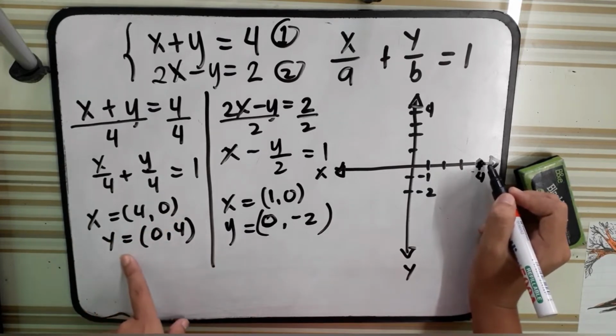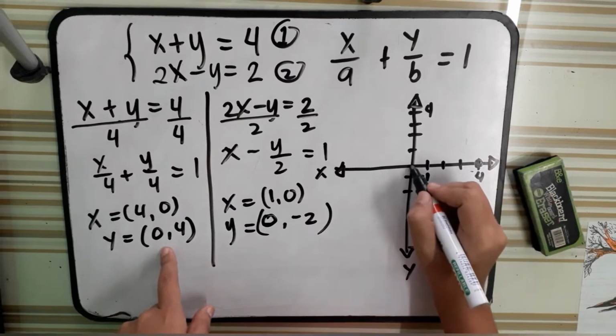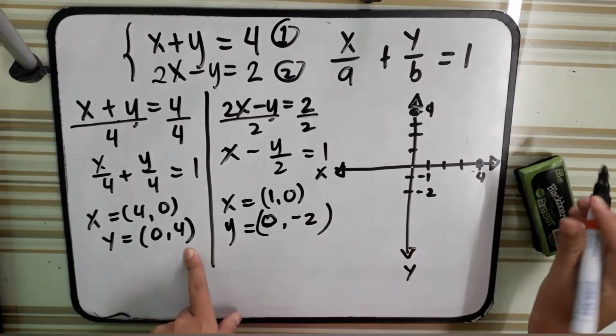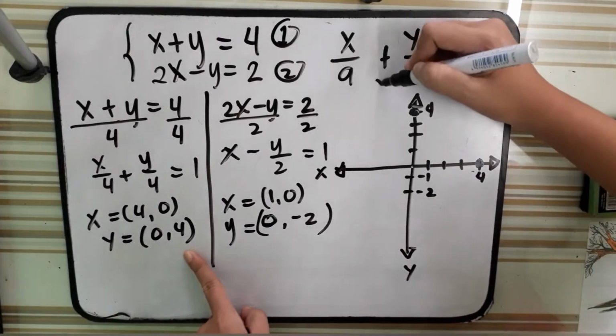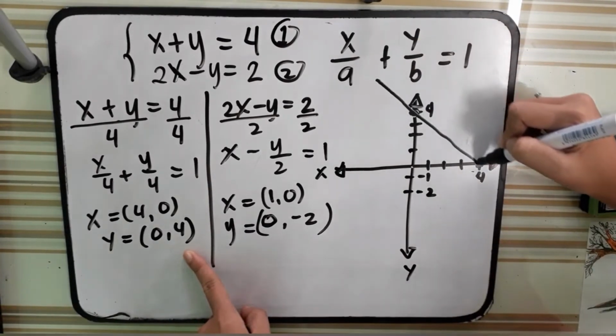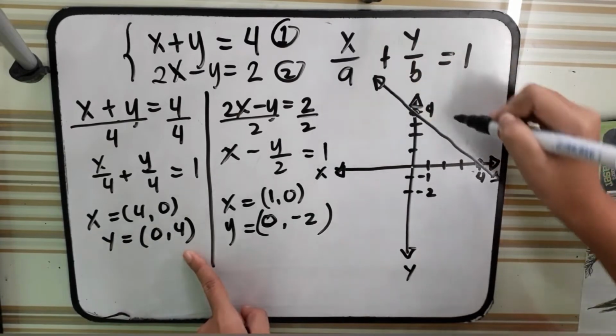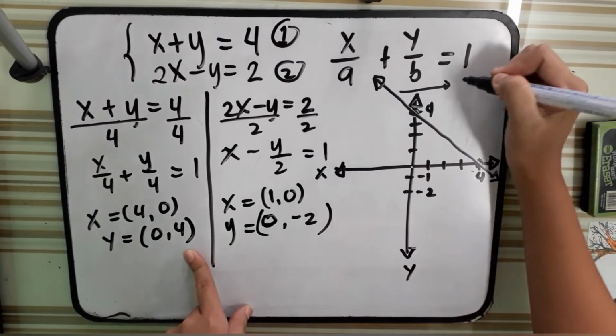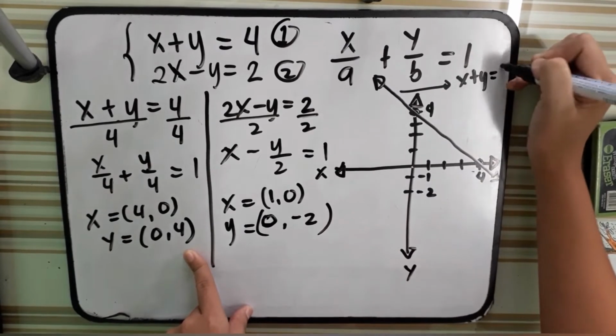Now let's proceed to the y-intercept. So we have (0, 4). Here we plot it. Then after that, we need to connect the points, or simply graph it. So this is our graph for the equation x plus y is equal to 4.